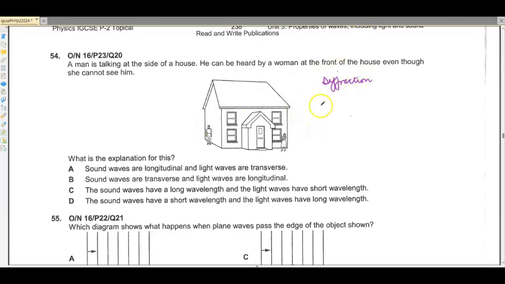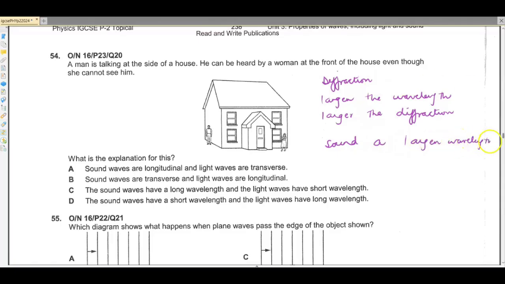Okay? And I have told you many times before that larger the wavelength, larger will be the diffraction. Even in the questions that are related to the water waves being created and passed through that barrier. Okay? So it's basically the bending that makes the woman hear the sound, and basically the light waves don't have this much wavelength as compared to the sound waves, so they don't bend, and that is why the woman cannot see it. Okay? So sound basically has a larger wavelength than light, visible light, or what you can see.